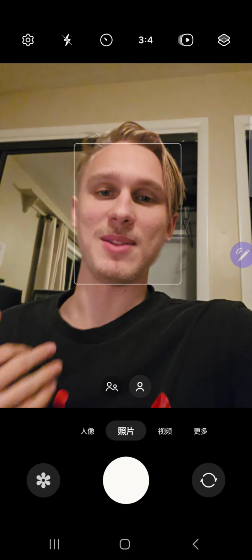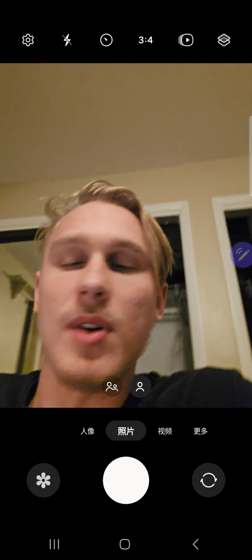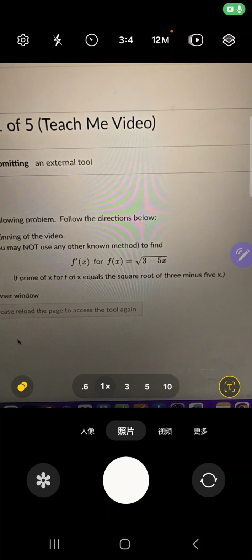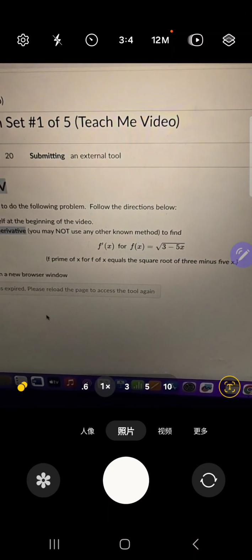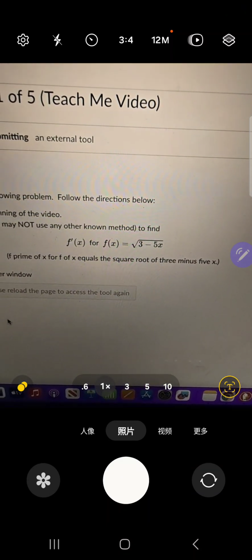Okay, guys, it's Matthew John, and today I have problem 1 for the exam, and the problem is f prime of x for f of x equals root 3 minus 5x.